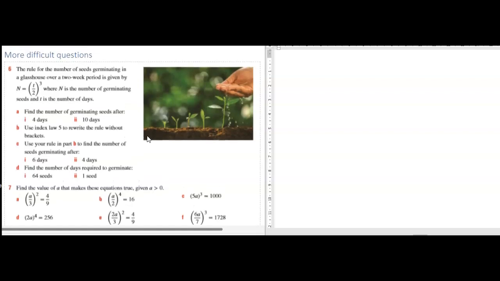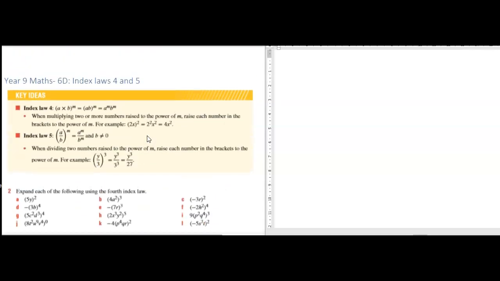Hi ladies, in this video we're going to go through the more difficult questions from 6D. So let's just scroll up to refresh our memory of what index laws are covered in 6D.